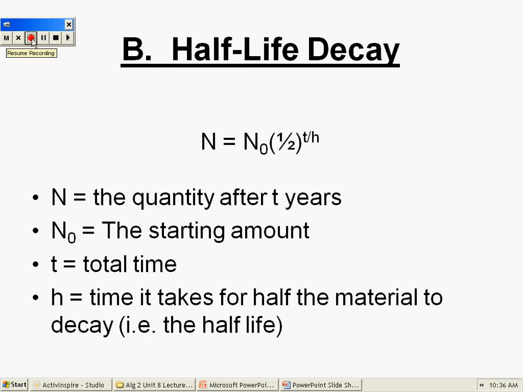Okay, so once again, N represents the final amount, the quantity that's left after T years have gone by. N naught represents the starting amount once again. T represents the total time again. H is our new letter because it represents the time it takes for the material to be cut in half. So let's go ahead and see how this applies.